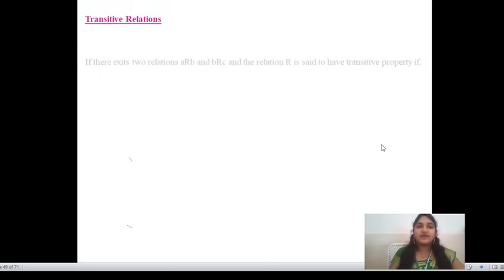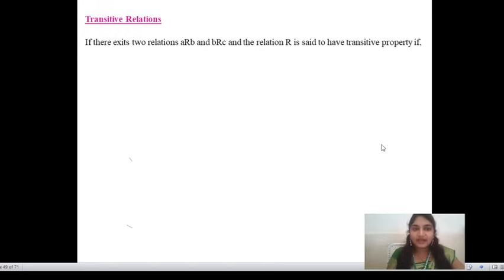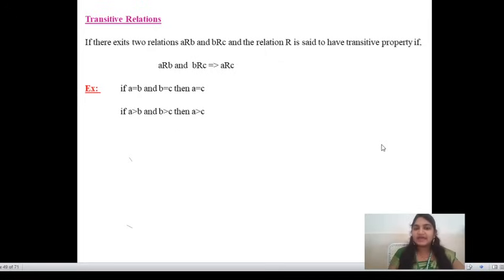So what is meant by a transitive relation? If there exist two relations A R B and B R C, then R is said to be transitive. I am showing this here. This is the transitive relation: A R B and B R C is equivalent to A R C. If A is equal to B and B is equal to C, then A is equal to C. It is a transitive relation, to be satisfied by our graph matrices. If A is greater than B and B is greater than C, then A is greater than C. So this is the transitive relation.